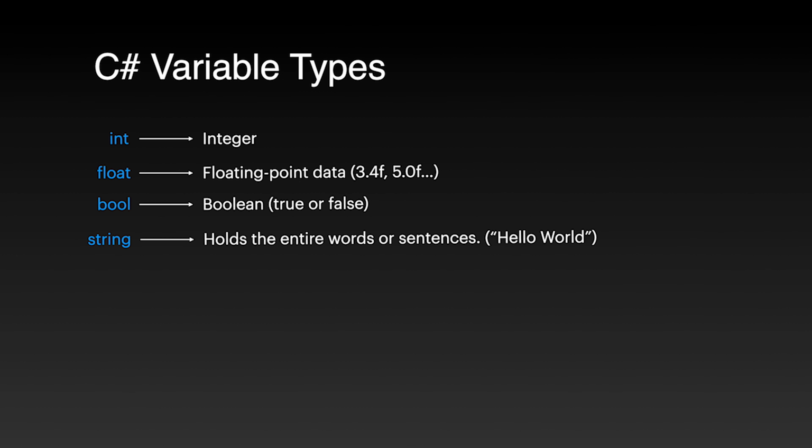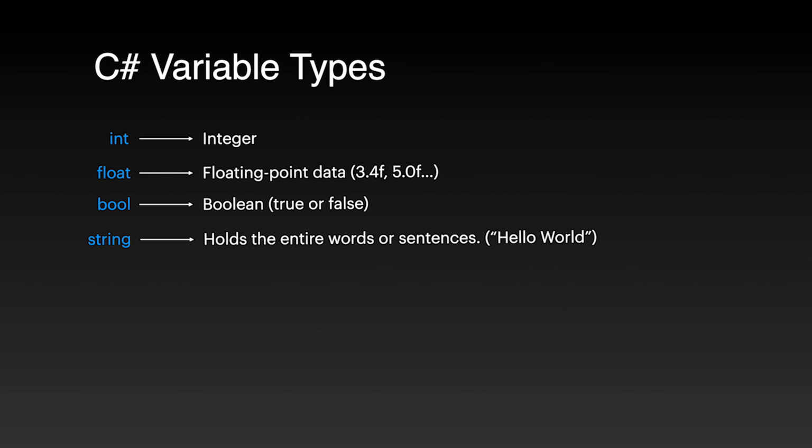Okay, C# variable types. First is integer, right? Integer means 1, 2, 3, 4, 5, 6. So when you create an integer variable, you need to put int. Float means that there are decimals, for example 3.4 or 5.0. Usually for float, we put an F at the end. And Boolean means true or false.